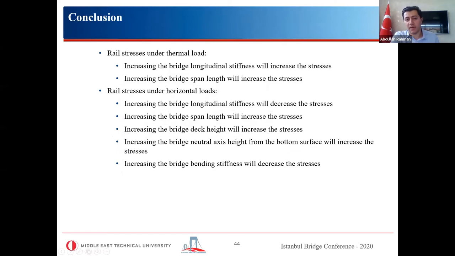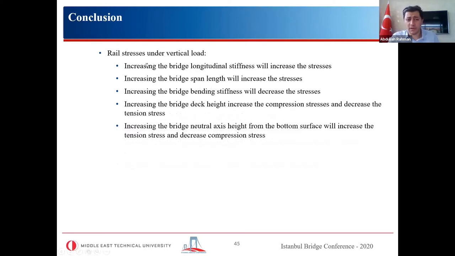Now, as I said, increasing the bridge longitudinal stiffness will increase the stresses under thermal loads, and increasing the bridge span length will increase the stresses. This is the case for the thermal loads. As a conclusion, under horizontal forces, which I mean braking or acceleration, increasing the bridge longitudinal stiffness will decrease the stresses. Increasing the bridge span will increase the stresses. Increasing the bridge deck height will increase the stresses. Increasing the bridge neutral axis height from the bottom surface will increase the stresses. Increasing the bridge bending stiffness will decrease the stresses.